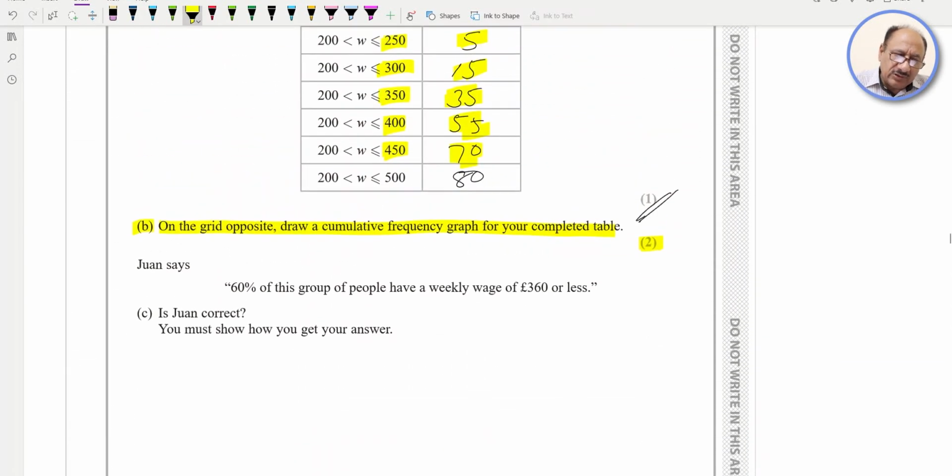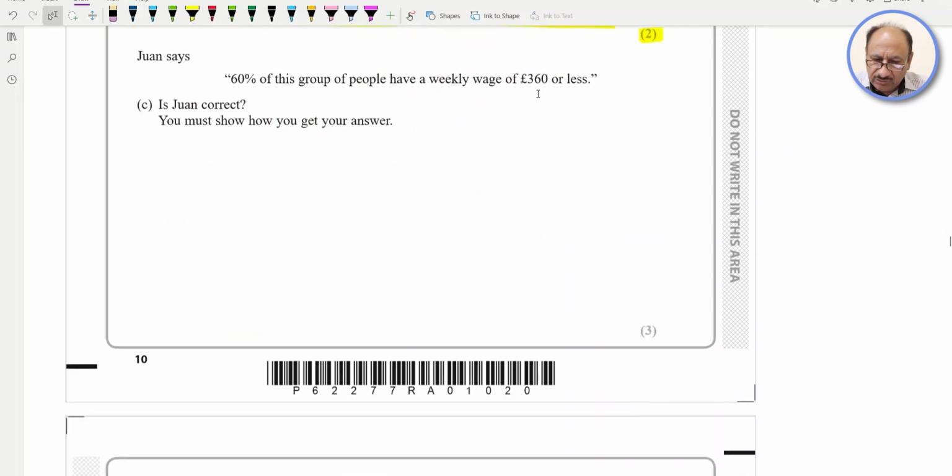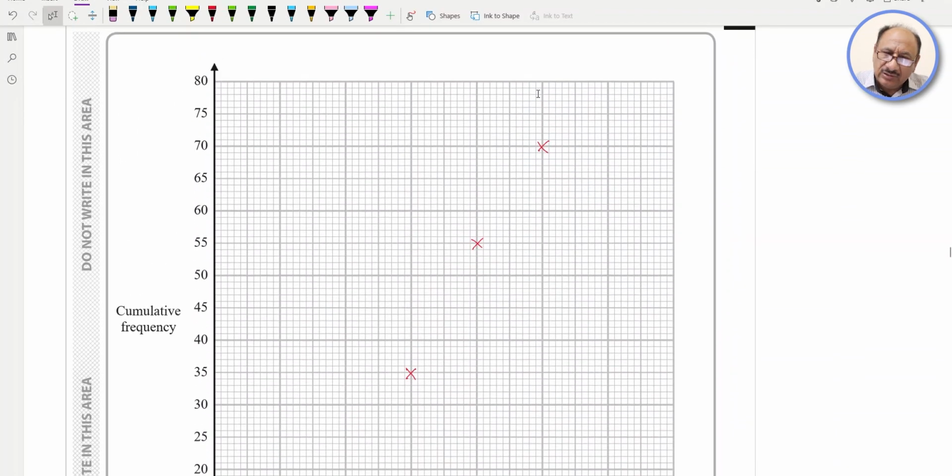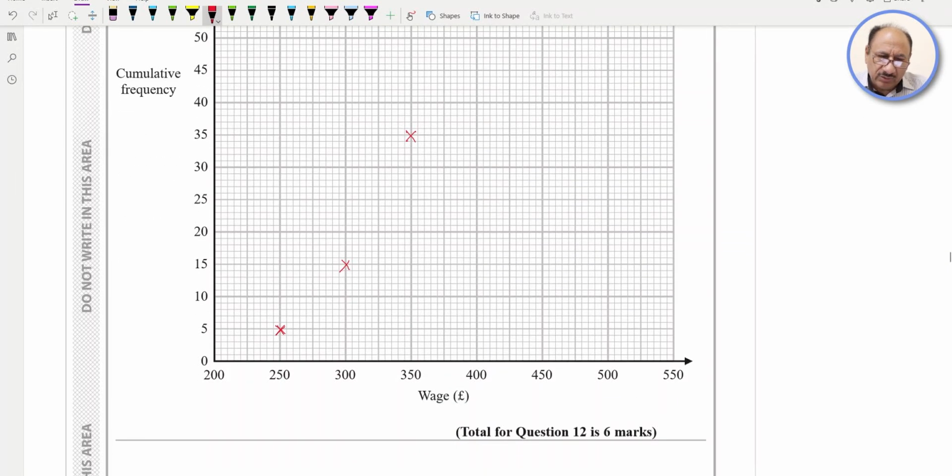Next last term is 500 is to 80. So 500 is to 80 is which one? 500 is the second last line and 80 is this one. Now we have to draw the cumulative frequency curve.